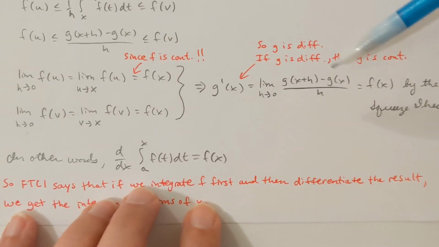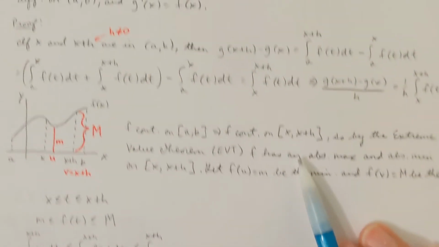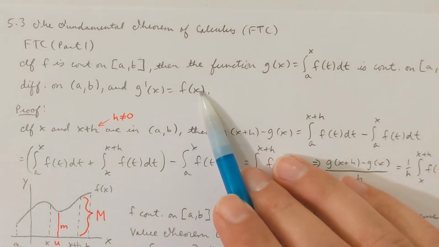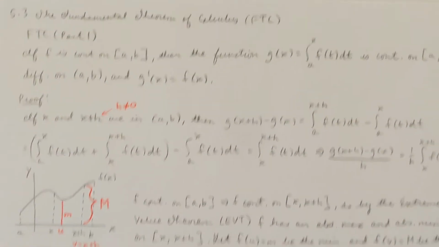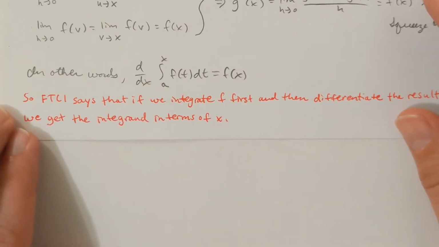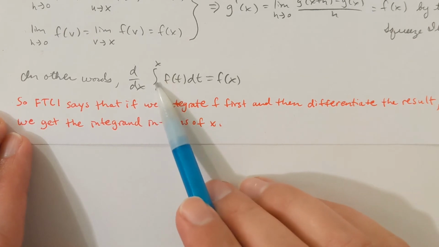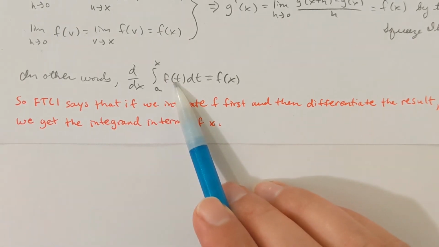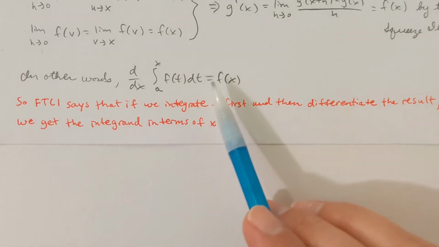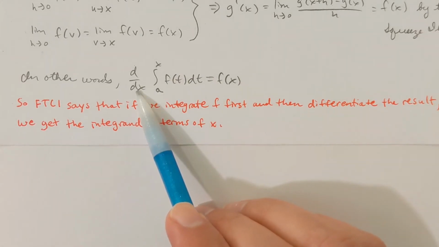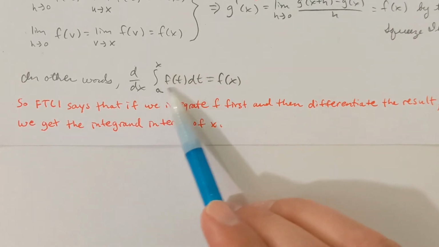Now, that's where I had to get to, right? I had to show that g prime of x and f of x are the same thing. Okay, that is the big result. That's part one of the big result. In other words, as I mentioned earlier, if you integrate a function first, where the upper bound is x, and then you take a derivative, you're going to get back to where you had started with the integrand, whatever that is, but in terms of x.